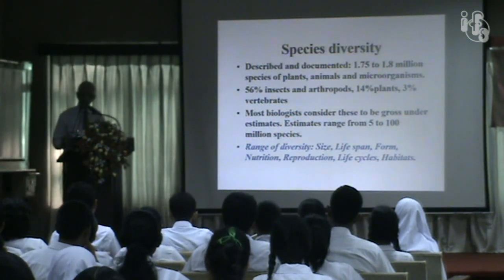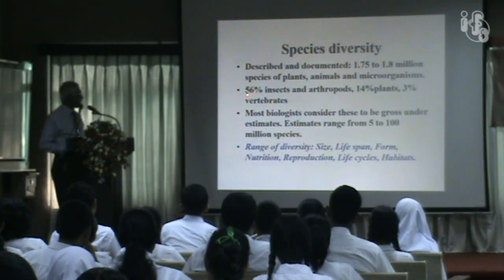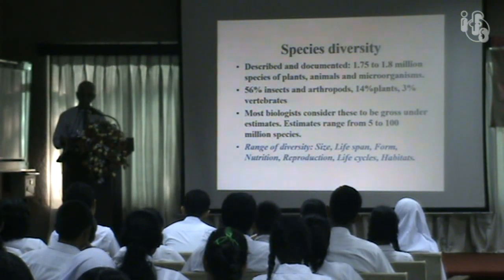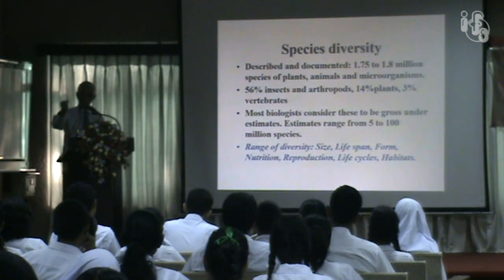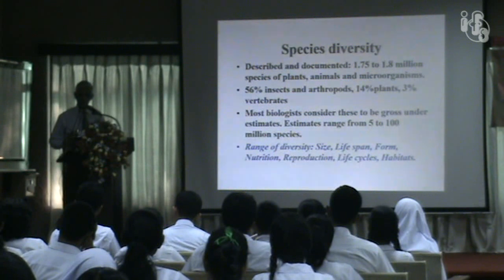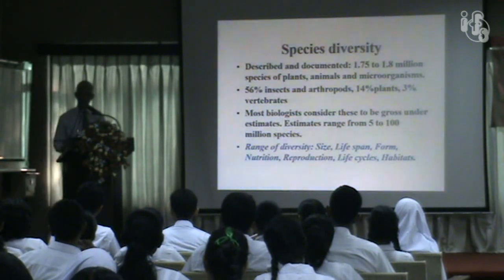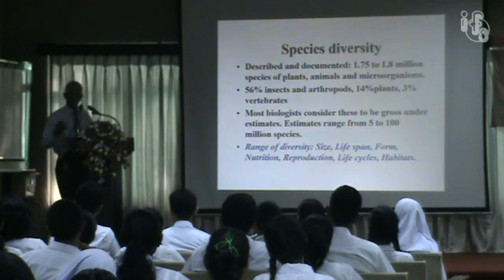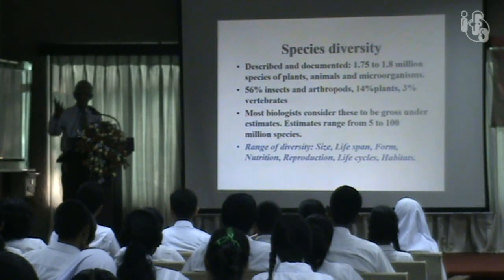Because let's take a simple example. We have 56% of 1.8 million, that's nearly 1,000,000 species of insects. You squeeze each one of these insects and take an extract and put it on a plate, how many bacterial colonies will you get? You know that we ourselves carry more bacterial cells than all the cells in our bodies. The bacterial cells within you and I are more in number than all the cells we have in our body. So if we squeeze these insects, how many bacteria will there be? So definitely this is an underestimate.